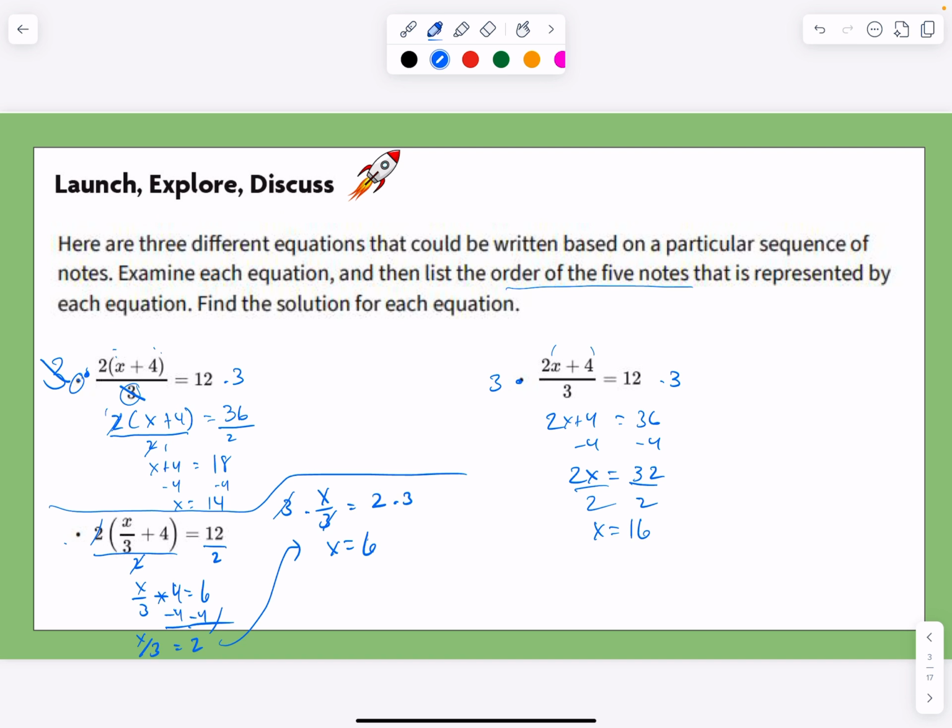So in each of these problems, I end up with a very different solution. Here, x is equal to 14. Here, x is equal to 6. And here, x is equal to 16. Depending upon the order in which I work to solve this equation, I end up with a different solution. A lot of the order here has to do with where the parentheses are, like for this one here, and this one has no parentheses. Or, for example, where the 3 is.